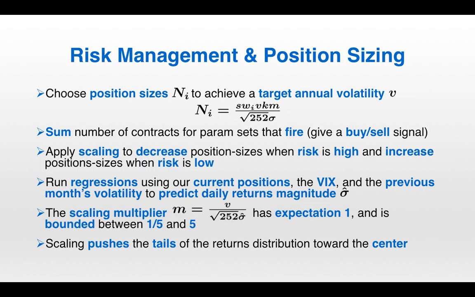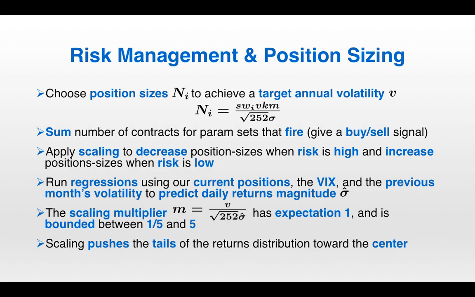Our next topic was risk management and position sizing. First, position sizing. We manage to a target annual volatility V, and we choose our position size Ni in order to achieve that target volatility. We do that via the formula Ni equals S times Wi times V times K times M, all divided by the square root of 252 times sigma.